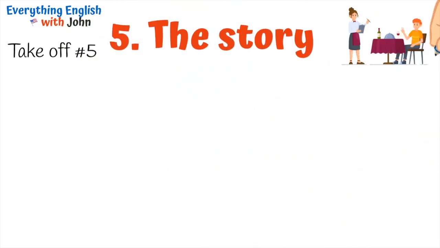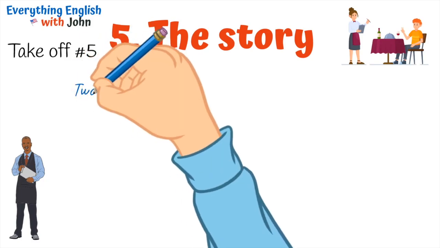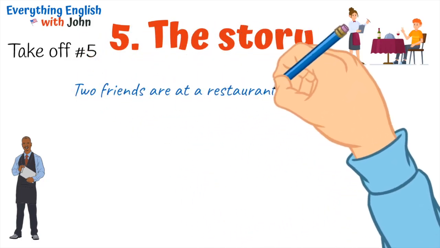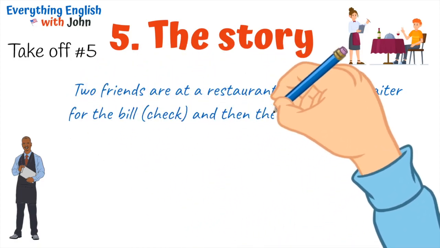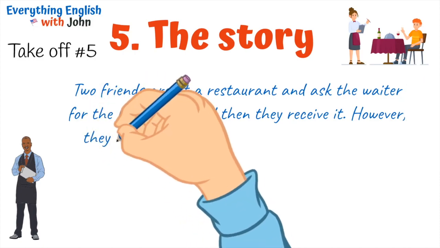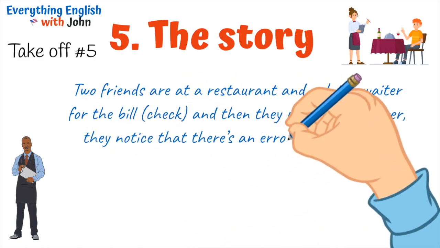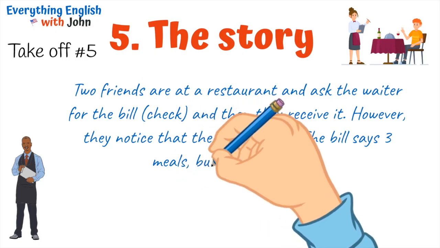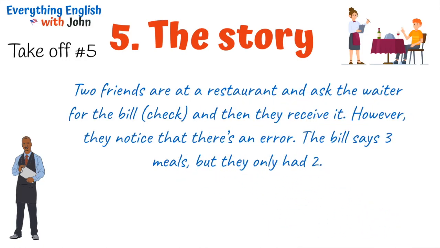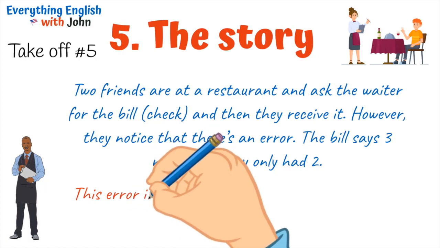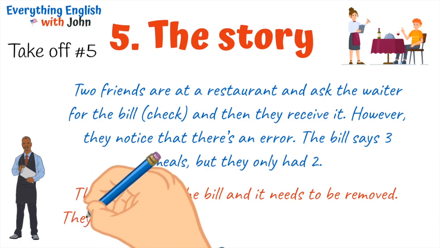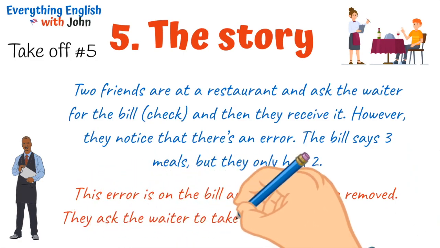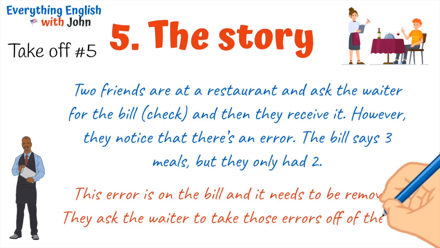Take off number 5. The story. Two friends are at a restaurant and ask the waiter for the bill, and then they receive it. However, they notice that there's an error. The bill says 3 meals, but they only had 2. This error is on the bill and it needs to be removed. They ask the waiter to take those errors off of the bill.